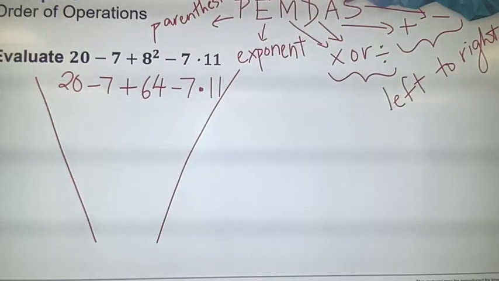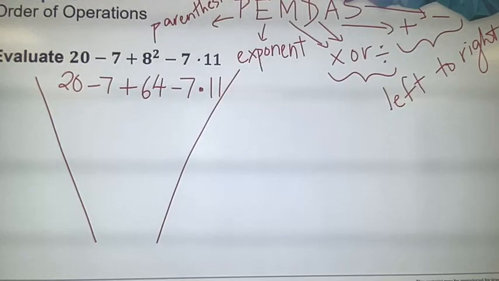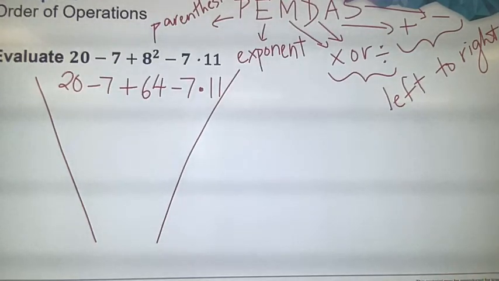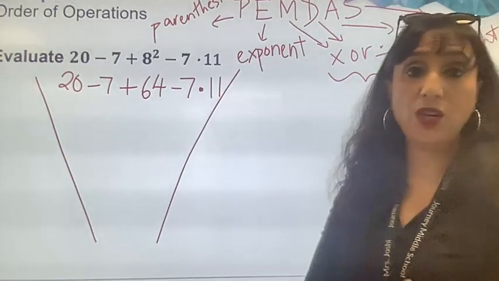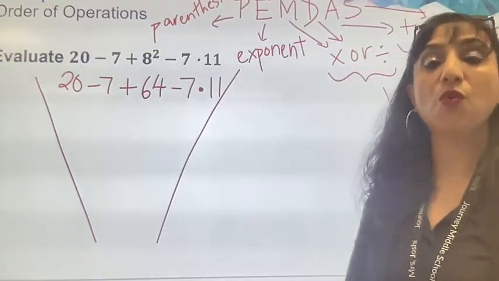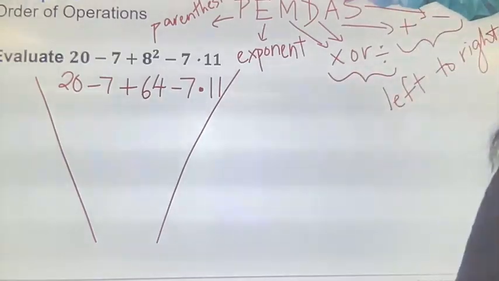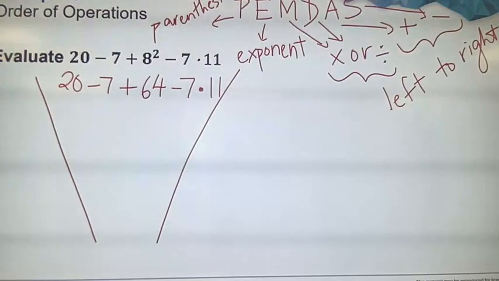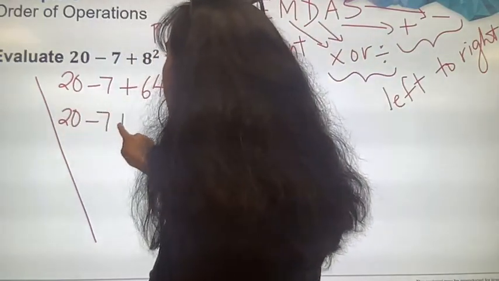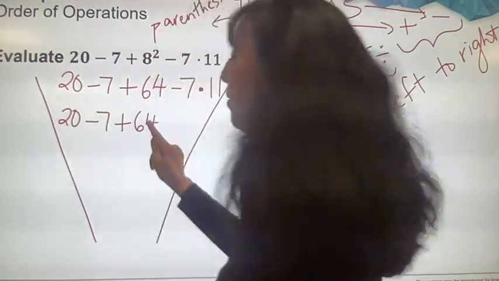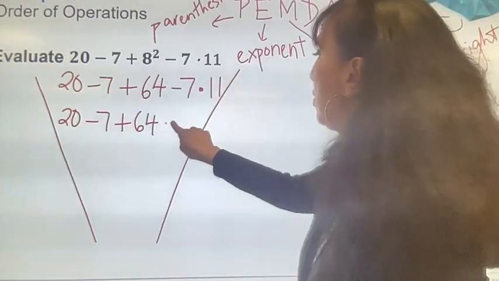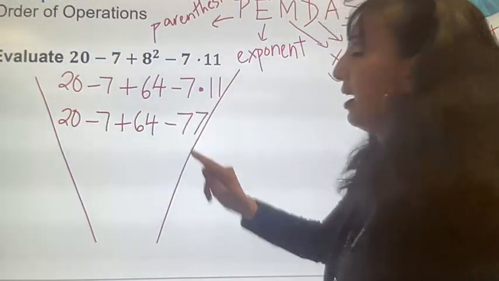All right, then let's look at the next thing. What do we have? Multiplication? We sure do. So we have multiplication or division. That is the next step, right? So we do have multiplication. So we are going to multiply 7 times 11 next. Okay, and so we have 20 minus 7 plus 64, right? And negative 7 times 11 is going to be minus 77.